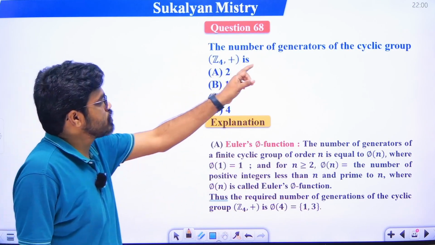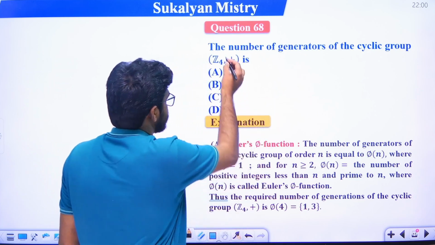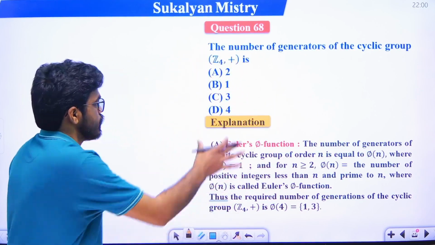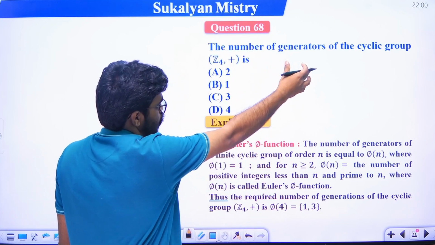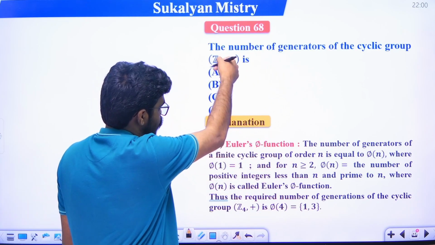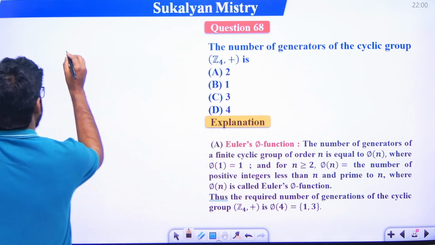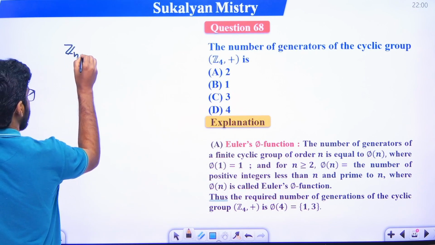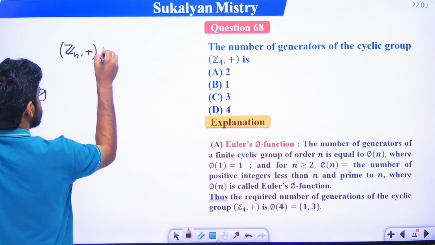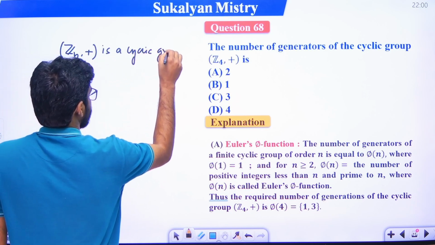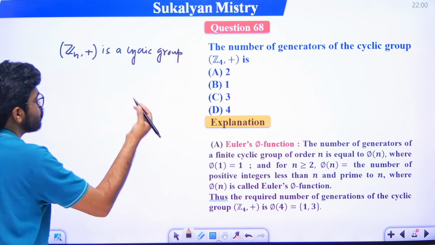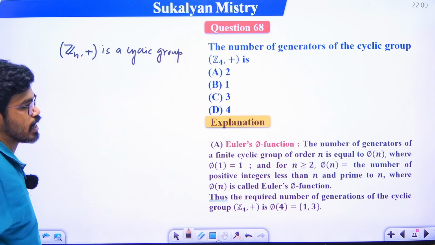So, the number of generators of a cyclic group Z4 comma plus. This is a very, very important example. It should be noted that Zn comma plus is a cyclic group. Now, how to find the generator of this cyclic group?